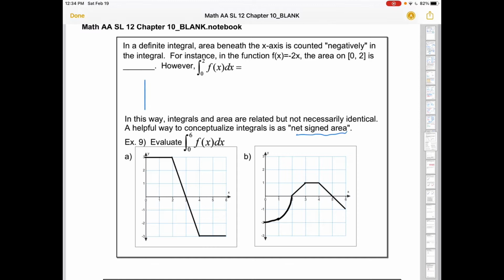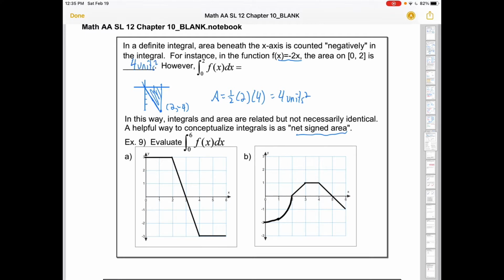If f of x is negative 2x, so that's just a line with a negative slope that goes through the origin. And I could figure out that right at this point here, this would be (2, negative 4). If what I wanted here was the area, it would be 1/2 base times height. The area would be 4 units squared. Okay, so I can put that here, 4 units squared.